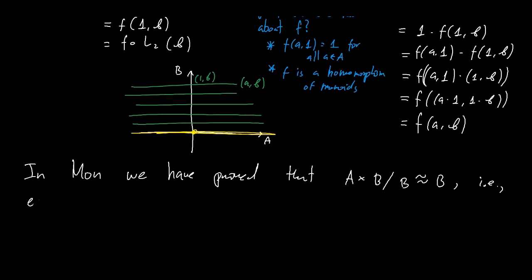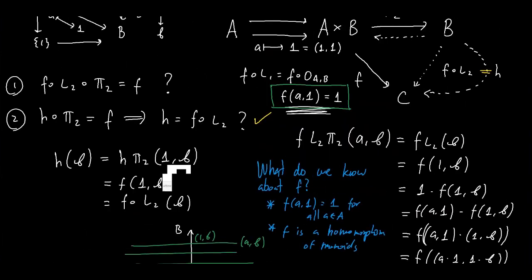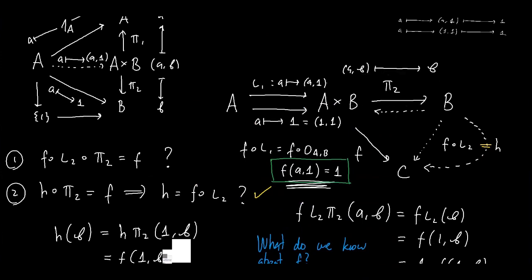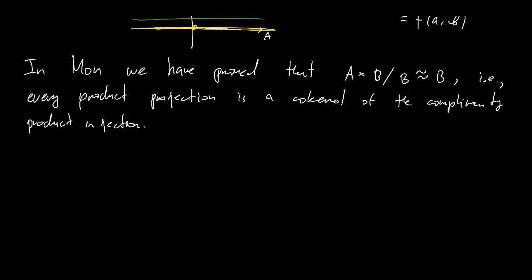We've proved that every product projection is a co-kernel of the complementary product injection, by which I mean that pi2 always will be a co-kernel of iota 1. Which, by the way, is the same thing as to say that pi2 is a co-kernel of something, because iota 1 will turn out to be the kernel of pi2 in any pointed category. And being a co-kernel of its kernel is equivalent to being a co-kernel of anything. But let's come back to that later. So let's keep it the way we've written here.